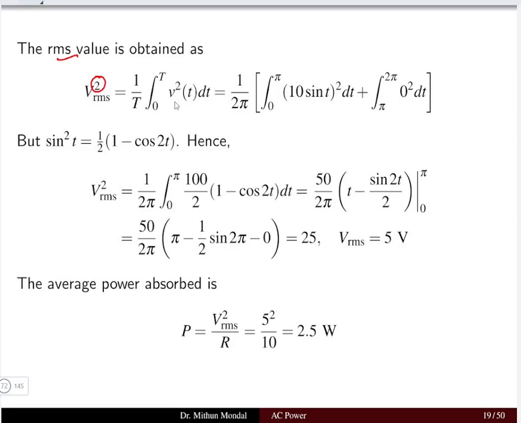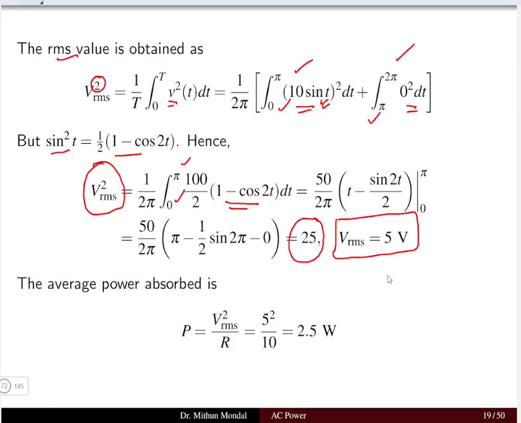So we can substitute the value of the instantaneous voltage in two time zones, from 0 to pi and from pi to 2 pi. Then we can apply the trigonometric identity that sine square t is equal to half of 1 minus cos of 2t. Substituting this and integrating from 0 to pi, we get 25 volt as Vrms square. So the Vrms will be the square root of that, which is 5 volt.